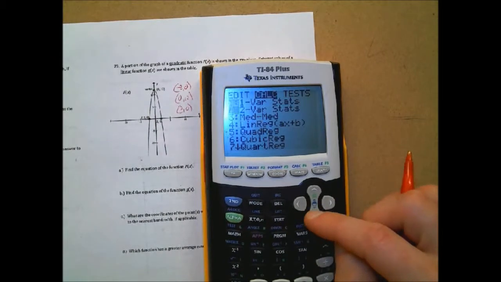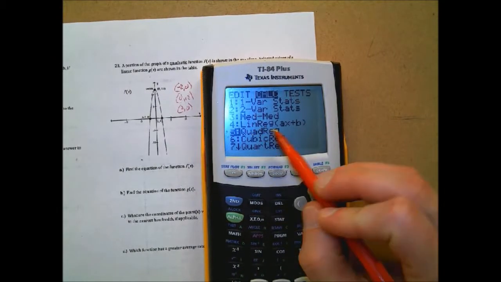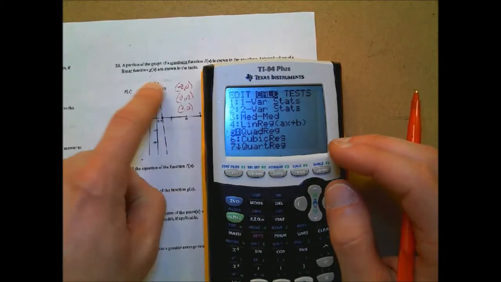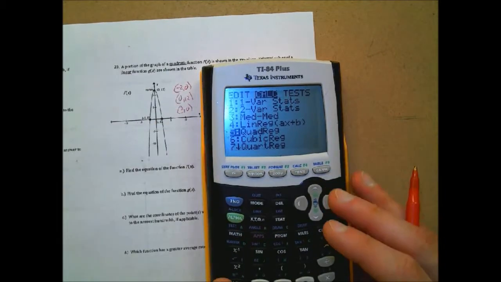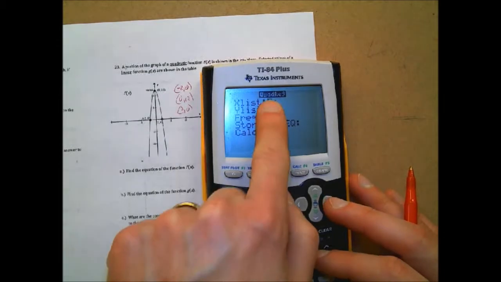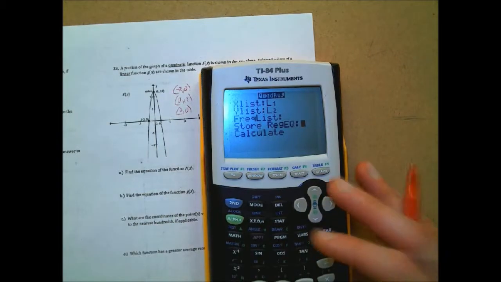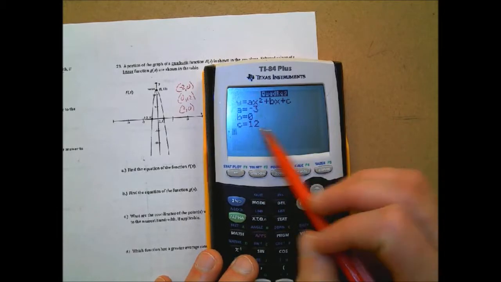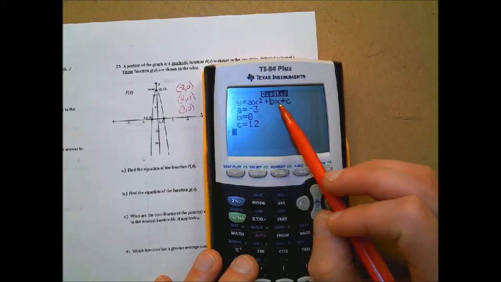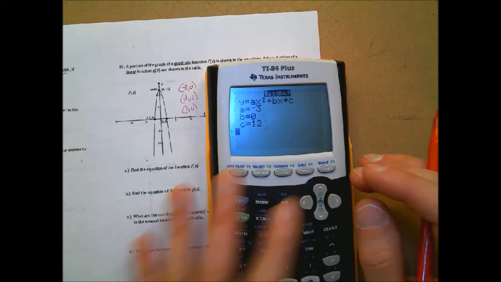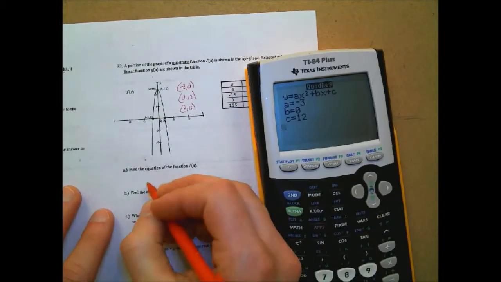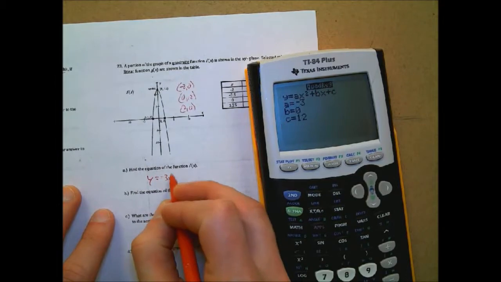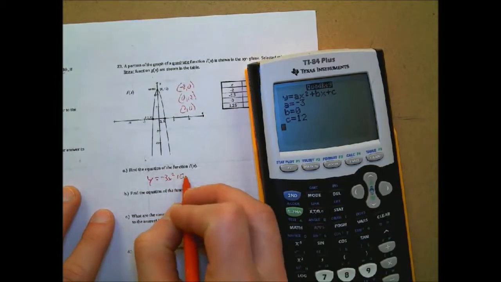And we're going to go down to quad reg for quadratic regression. This is going to create a quadratic equation from these 3 points. My x list is in L1, my y list was in L2, and I'll have it calculate. And there's our answer. A is -3, B is 0, C is 12. See how easy that is? So we'll have -3x squared plus 0x plus 12.